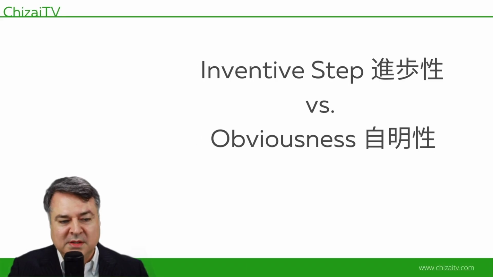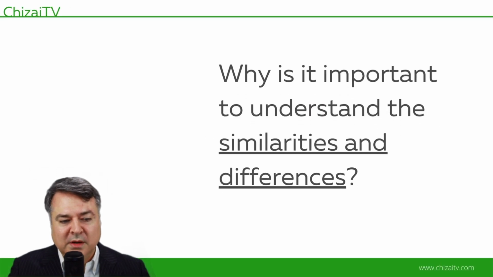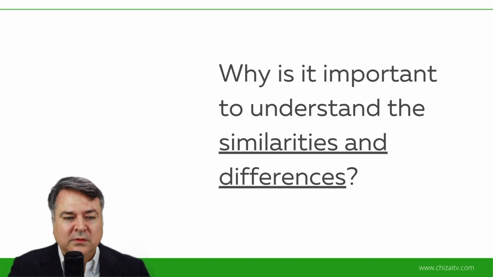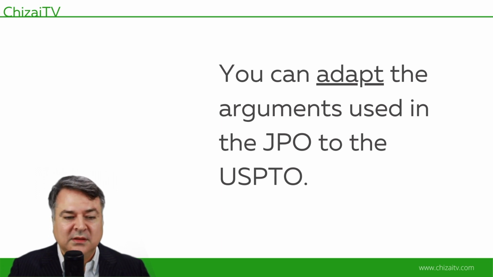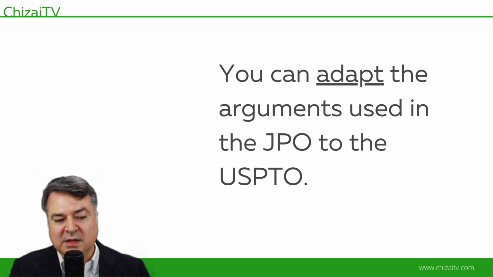Okay, so inventive step. This is the standard for Japan, and obviousness is the standard for the United States when determining whether or not a claim is patentable. So, why is it important to understand the similarities and the differences between these two? Well, I think it's very important because you can adapt the arguments that are used in the JPO to the USPTO. So, usually I see Japanese applicants arguing things that are based on inventive step, like advantageous effects or things like that. That's not so useful in the United States.